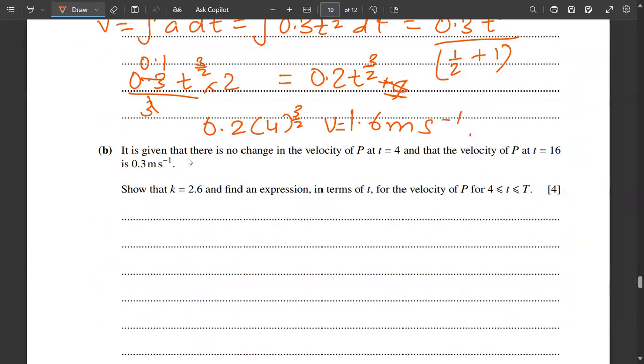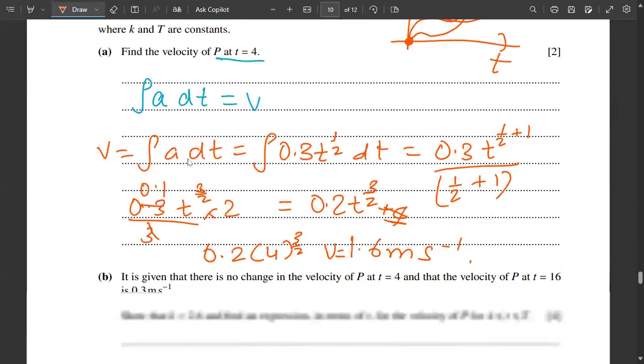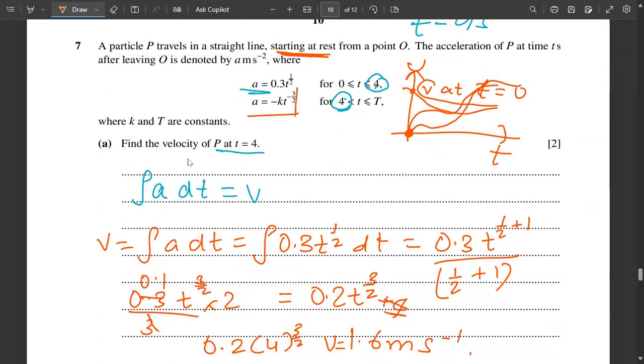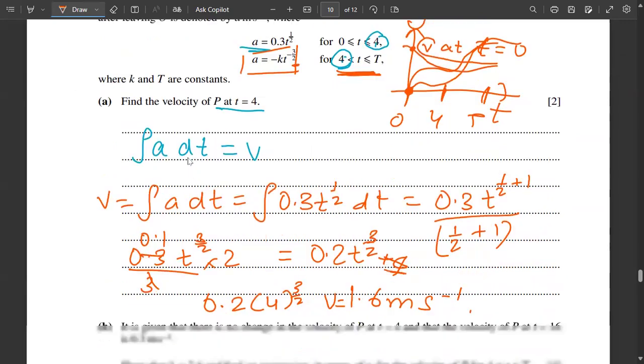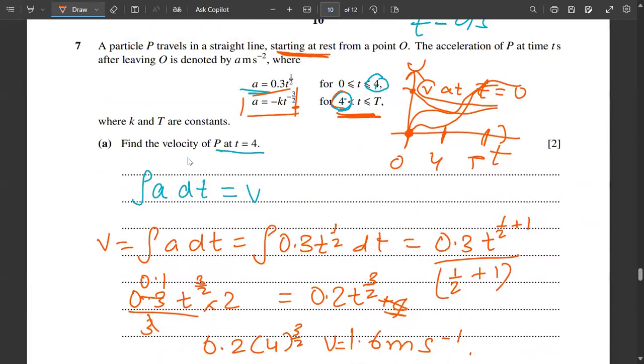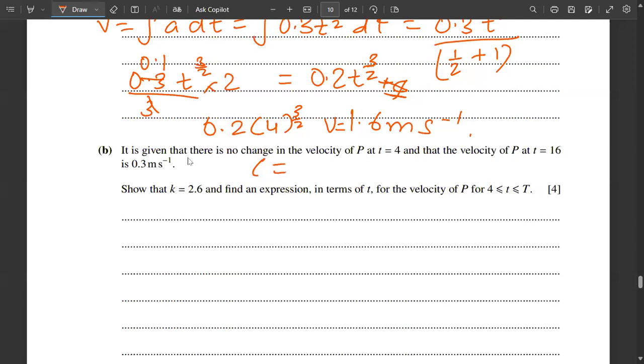It is given that there is no change in the velocity at t equals 4, and that the velocity at t equals 16 is 0.3. Find the value of k. Now this equation, if we integrate it, we'll get the velocity for time between 4 and t. The earlier equation was for 0 to 4, right? And now this will have some c-intercept. And what will the intercept be? The c-intercept will be 1.6, because the graph starts at 4 and we know the velocity at 4 is 1.6. So c will be 1.6.